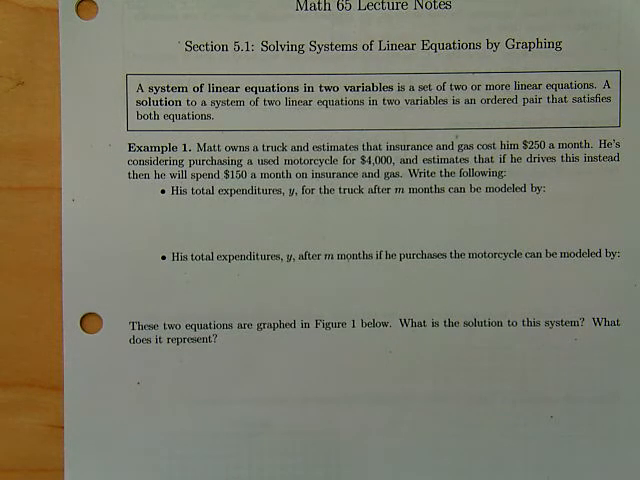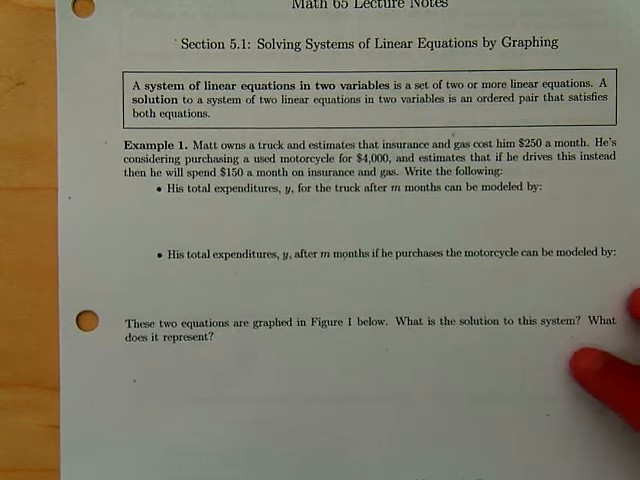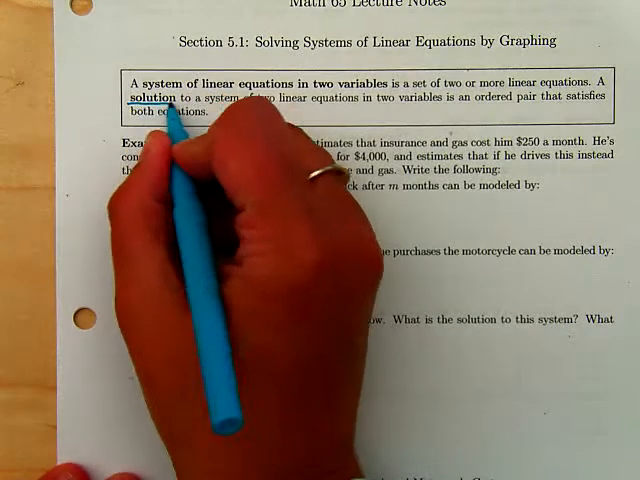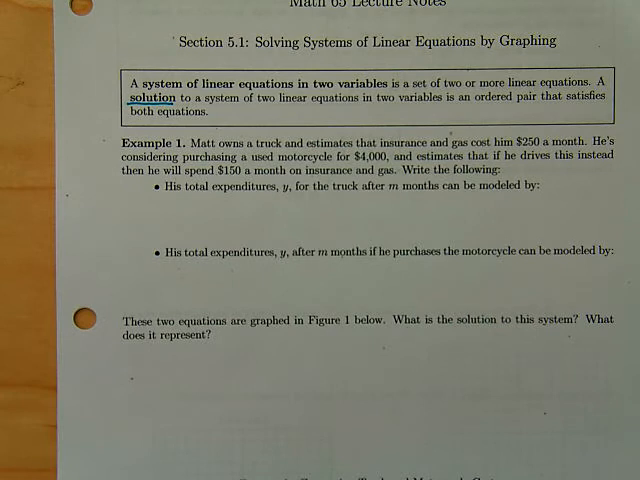Okay, so now we're going to learn about systems of linear equations and how to solve them graphically. A system of linear equations in two variables is a set of two or more linear equations. When we solve, we get a solution. The solution to the system of two linear equations in two variables is an ordered pair that satisfies both equations.